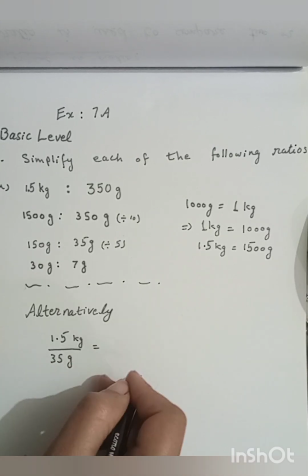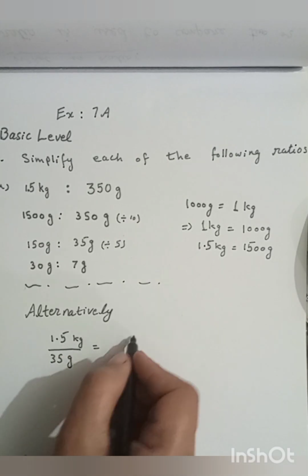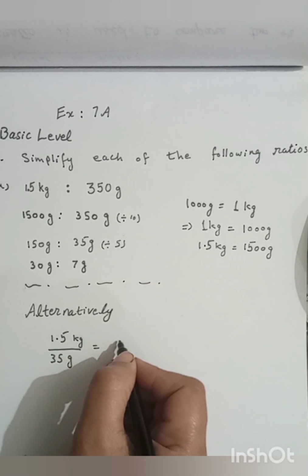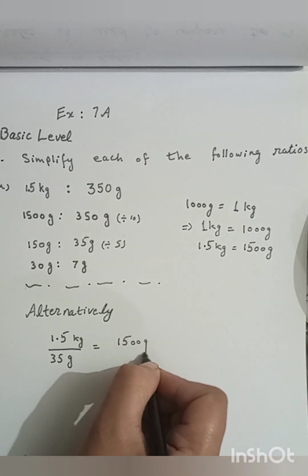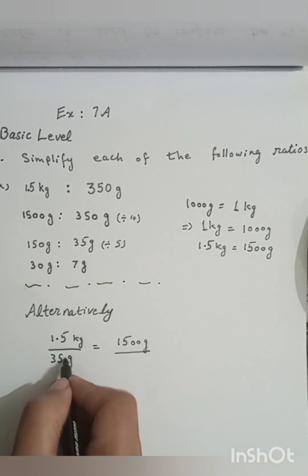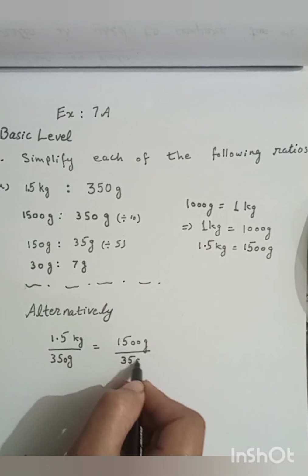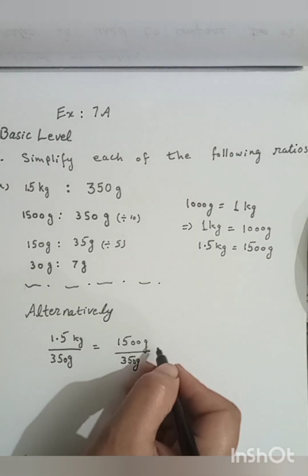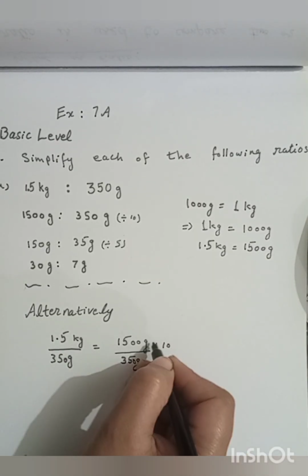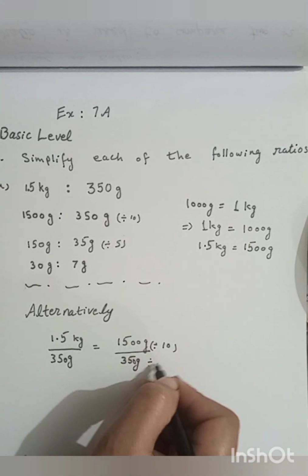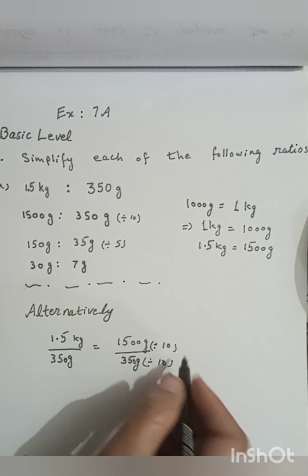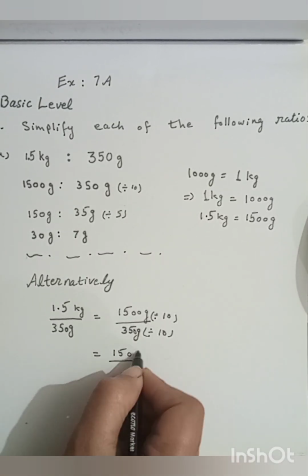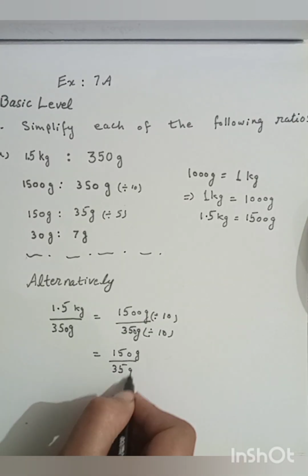Now again the first step is to convert into the same units as we already have done. 1.5 kilogram is equal to 1500 grams, and here we have 350 grams. Now again dividing the numerator and the denominator by the same number, that is 10, we will get 150 grams over 35 grams.